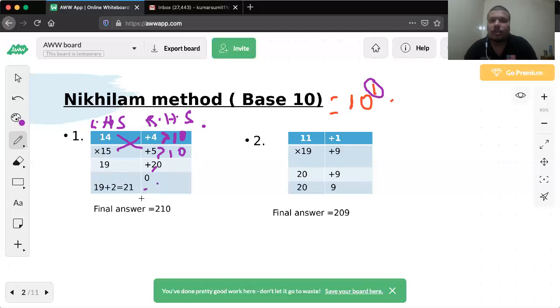And then what do we do? We finally merge both the LHS and the RHS, and that is our answer, guys. We merge both and we get our answer as 210. It is that easy, guys. Now let's see another example.